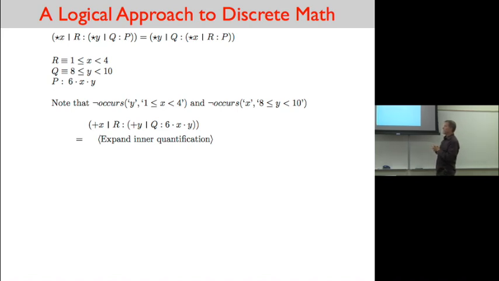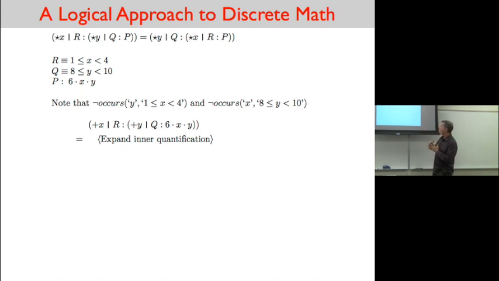Now, for this example, for r we're going to use the range 1 less than or equal to x less than 4. So tell me, what are the possible values of x in that range? 1, 2, 3. Is everybody good? And for q, what are we going to use? 8, 9. Is everybody clear on this? And for p, the body, we're going to use 6 times x times y. So that's going to be the example.